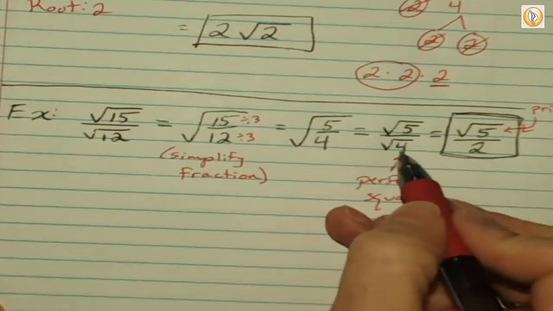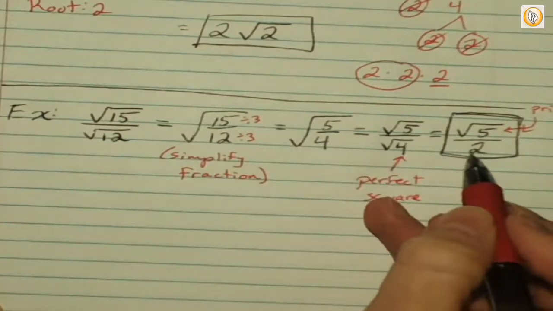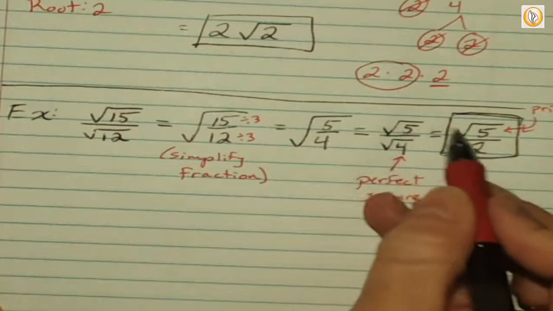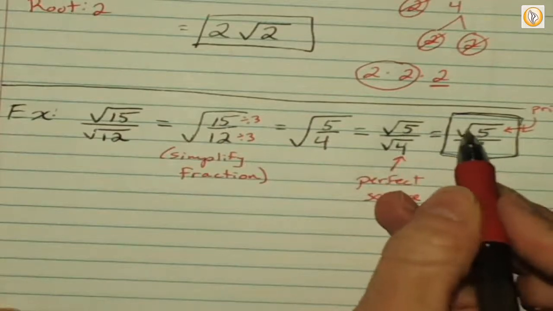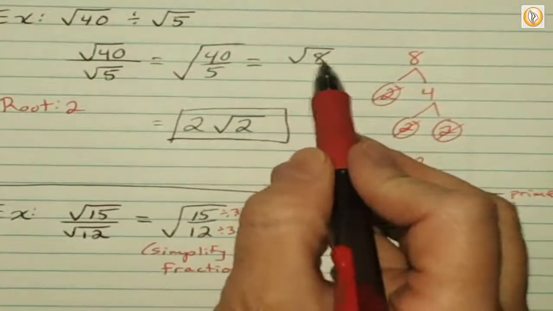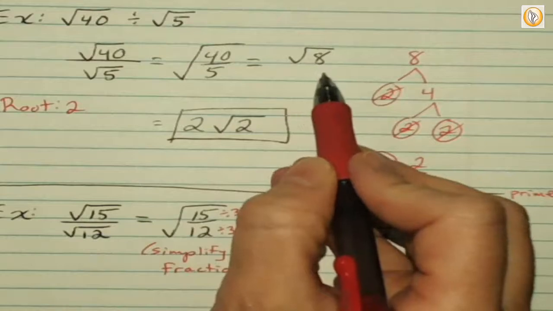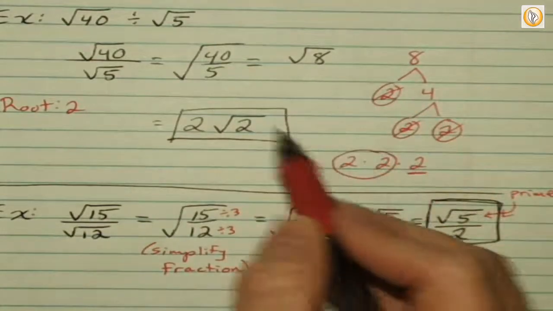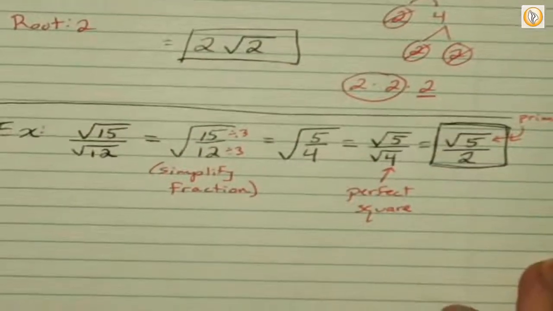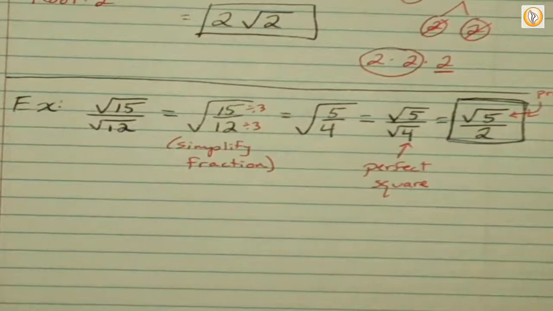So if it's a perfect square, you can take it out. If it's prime, you just leave it as is. Like here, this is the square root of 8, but we can simplify that by doing the factor tree and everything. Do y'all see that?